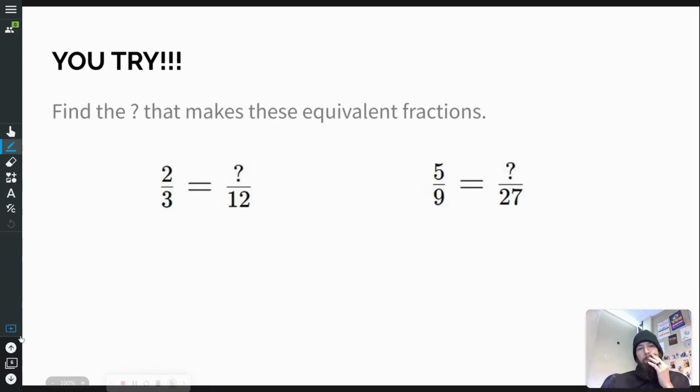All right. Now you're doing just the numbers. So I look at my denominators because they're both given to me. What can I do to 3 to get to 12? I can multiply by 4. So 3 times 4 is 12. So I'm going to do 2 times 4 up here and get 8. And so that means 2/3 is the same as 8/12.